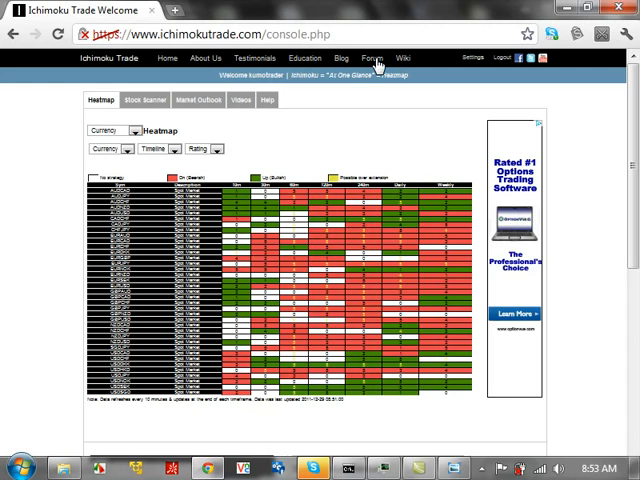Forum is our Kumo Trader forum that's been around for years, and Wiki, which is basically a wiki on Ichimoku, where you can find information about all the indicators and all the strategies and stuff like that. If you're a beginning Ichimoku student, that's probably the best place to go to look through everything and get all that information.